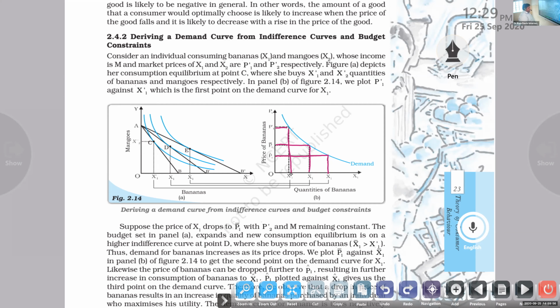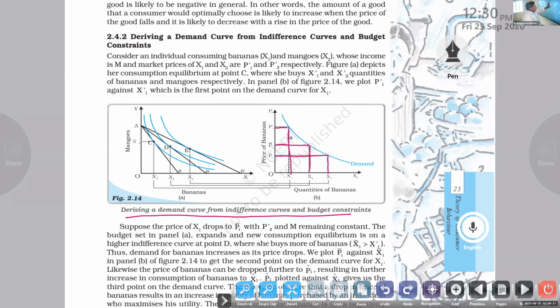What are they? When the income of the consumer increases, the demand for the product decreases. Okay, when income increases, demand for the particular commodity will decrease. Such kind of products are basically considered as inferior goods. Okay, here in this table, deriving a demand curve from the indifference curve and budget constraint. That's what we're discussing here.